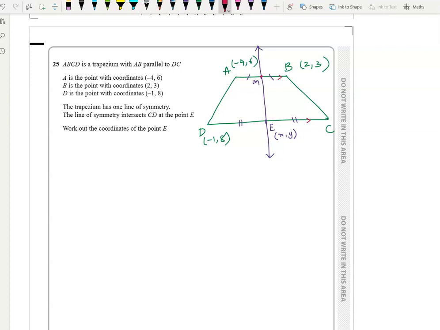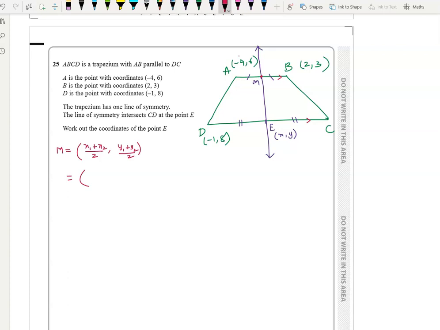Can we work out point M? M is the midpoint of AB, so we can use the midpoint formula. To find the x coordinate, you add both x, divide by 2. To get the y coordinate, add both y and divide by 2. So the average of x, average of y.